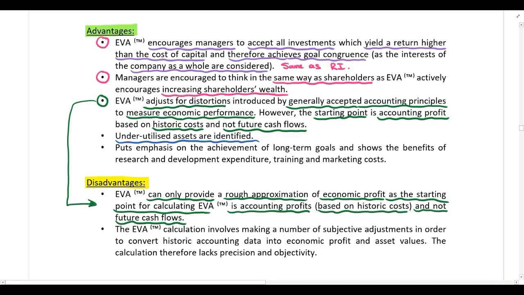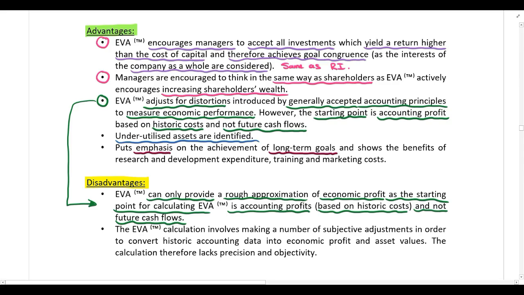Then the last advantage of EVA is it puts emphasis on the achievement of long-term goals. So when we looked at return on investment and residual income, you'll remember one of the disadvantages was it emphasized the short term. Managers were discouraged from incurring costs that will have a negative impact on short-term profits, even though they might benefit the company in the long term.